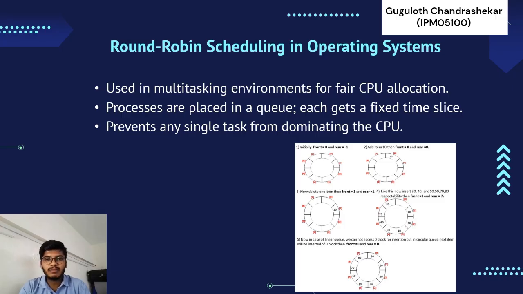I am explaining three major applications of queues in our day-to-day life. The first application is round-robin scheduling in operating systems. It is a common method used in operating systems. In multitasking environments, several processes need to share the CPU. The queue process here is critical.